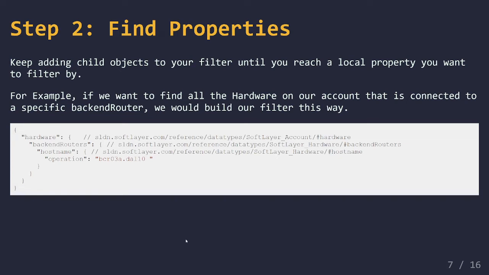So, for example, if I wanted to get all of the hardware that was attached to a specific backend router, I would make a filter that looks like this. This would be an API call request for SoftLayer account get hardware. So we start with hardware. That hardware has a backend router. That backend router has a host name, and that host name needs to equal BCR03A DAL10. This will give me all of the hardware that has a backend router that's BCR03 DAL10.